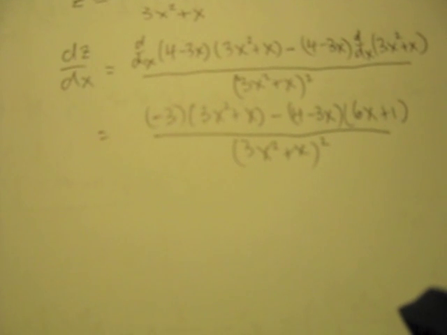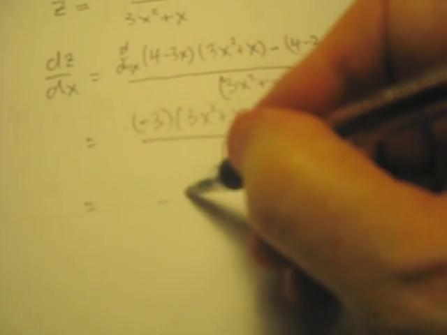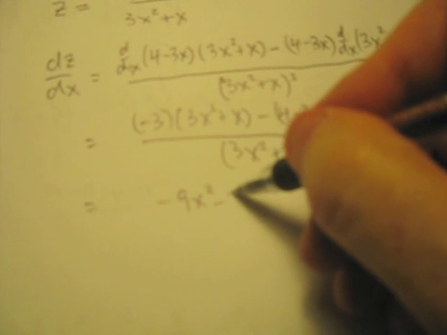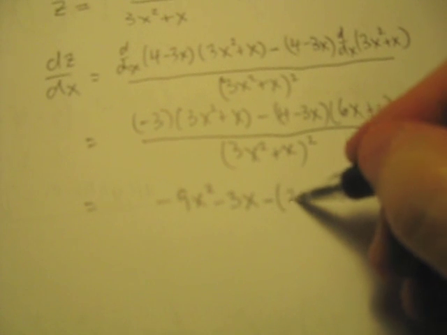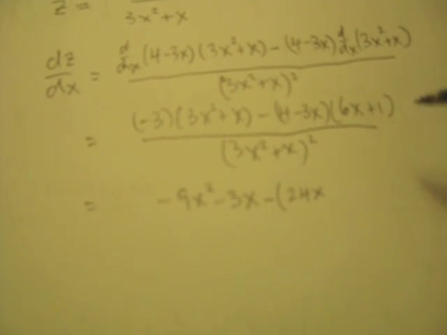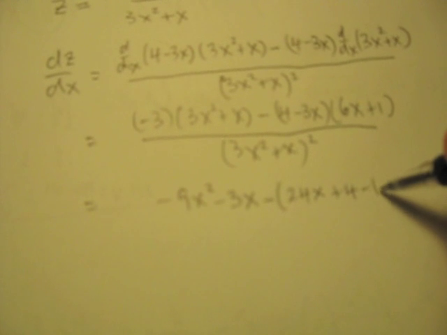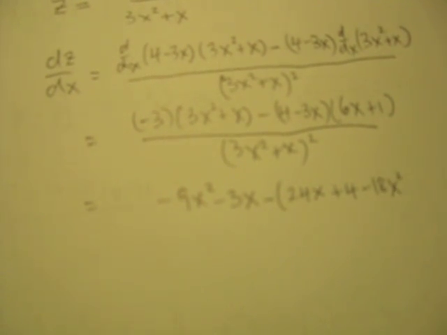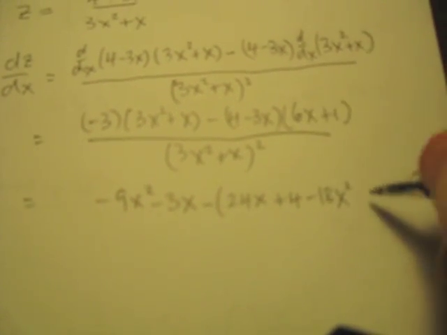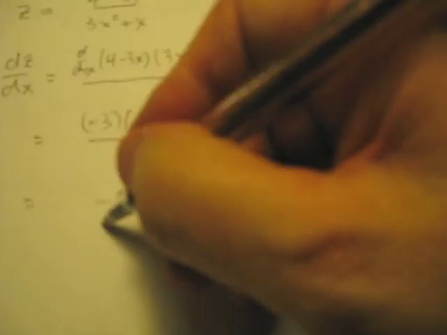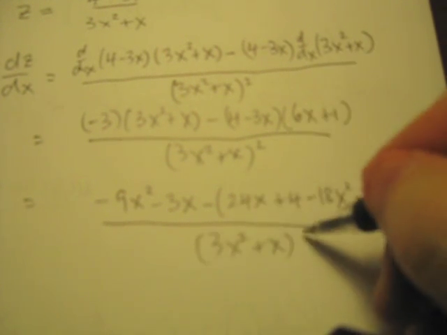Alright, now let's see if we can simplify this. Alright, we have to distribute here, so we get a negative 9x squared minus 3x, and of course we're going to have to FOIL over here, so we're going to have a 24x, we're going to have a plus 4, negative 18x squared, and now we will have negative 3x, and this will be all over (3x squared plus x) all squared.